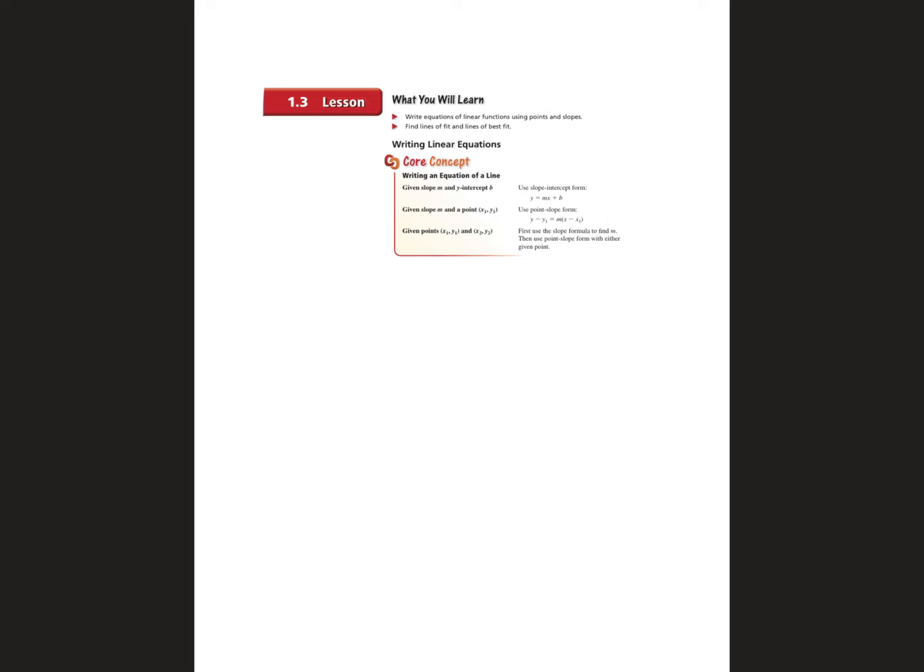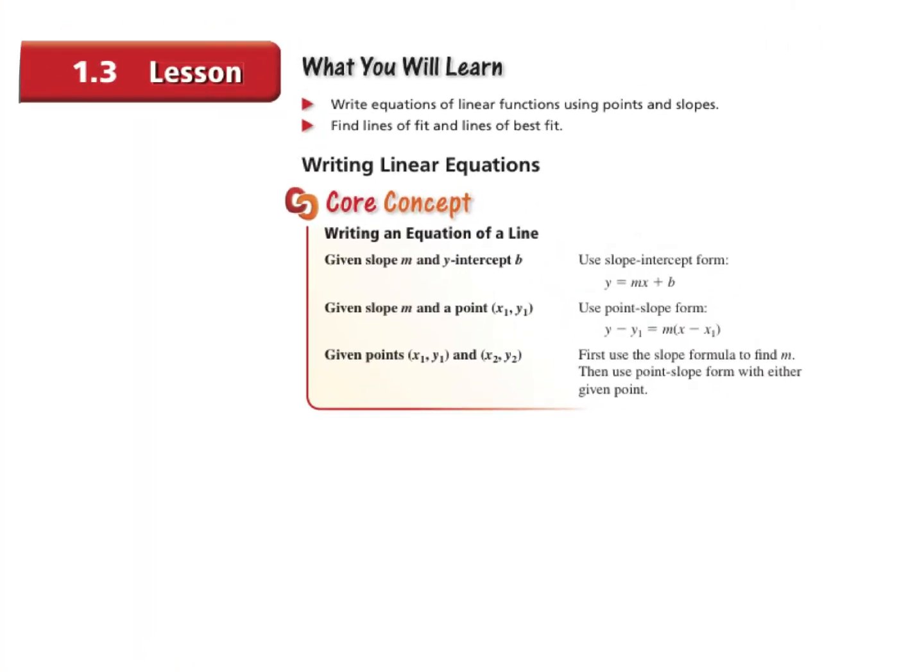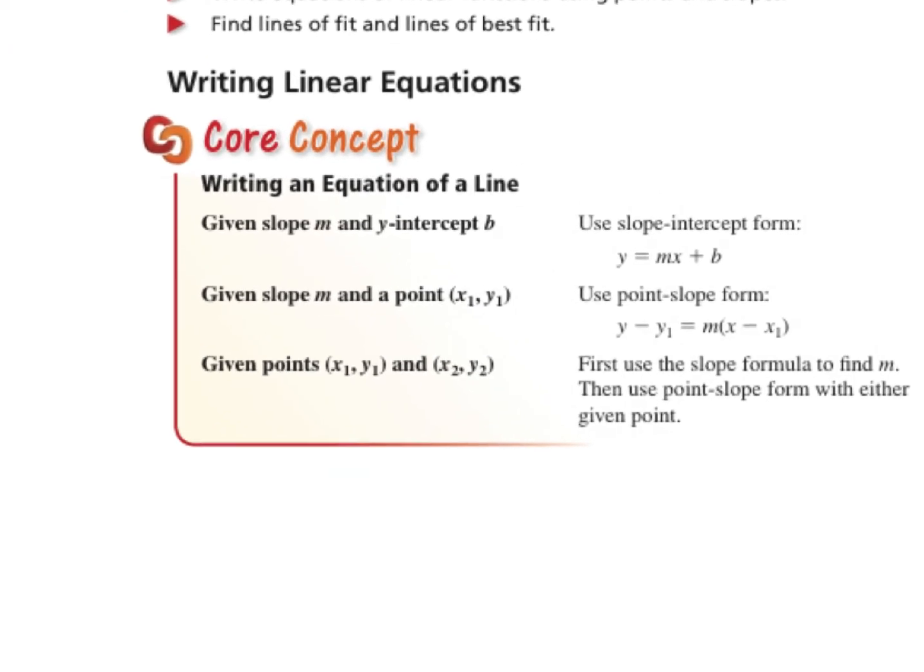All right, chapter 1, section 3. We are going to be writing an equation of a line. So we have two different types of equations of a line. If we were given the slope, which is m, and the y-intercept, which is b, we would use slope-intercept form, which is y equals mx plus b. So that is our slope-intercept form.